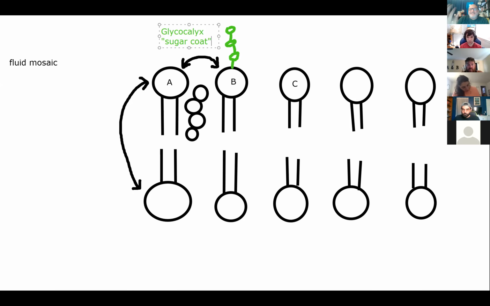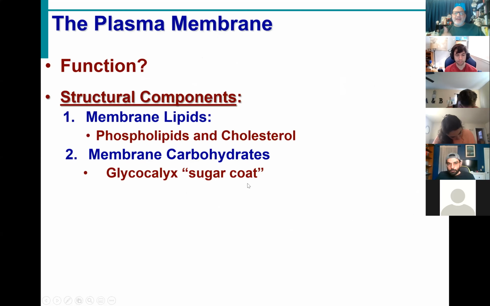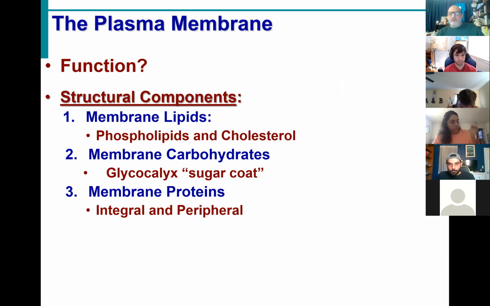So we need some type of identifier on the outer surface. Is it important for us to know which cells are us and which cells are not us? Yes, absolutely. So having these types of tags on the outer surface can be a very important function of that plasma membrane. Excellent. So we have those lipids, we have those carbohydrates, and if we're going to have lipids and carbohydrates, not surprisingly, we are going to have membrane proteins as well.